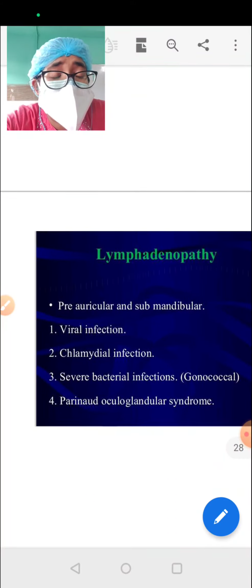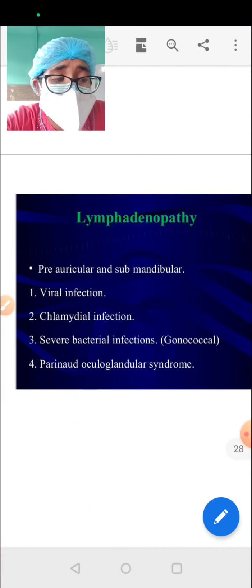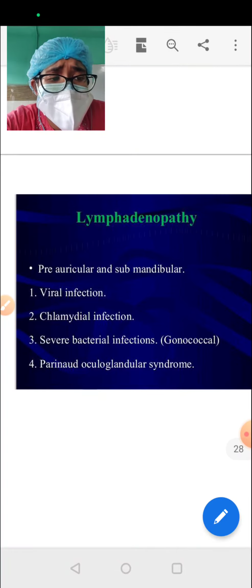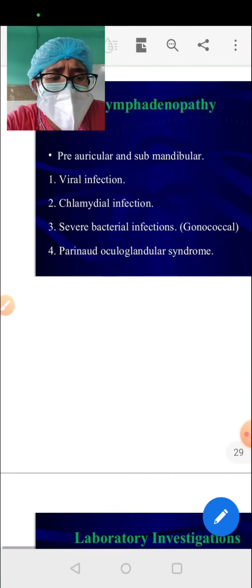I have already told you about the lymph nodes that are affected. Typically, lymph node involvement occurs with chlamydial and viral cases, bacterial gonococcal cases, and Parinaud oculoglandular syndrome.